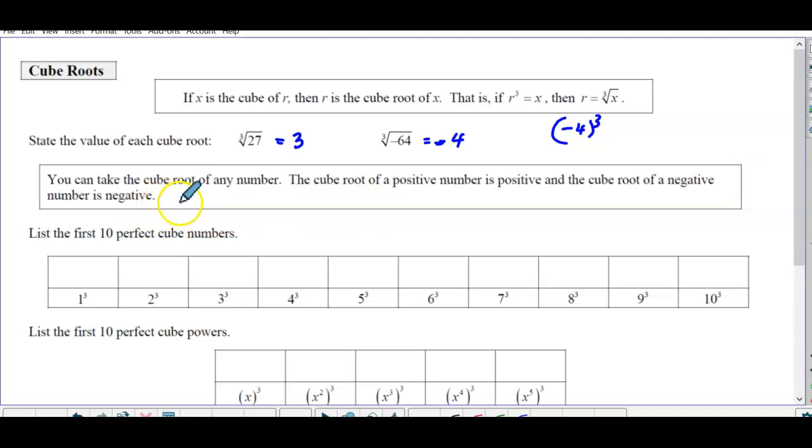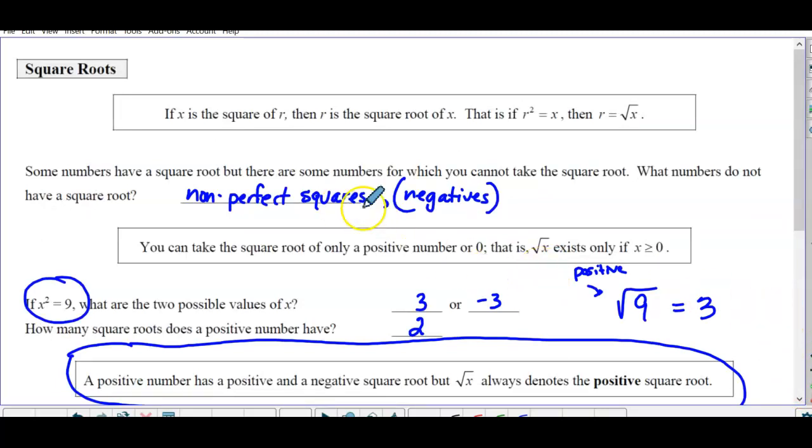Obviously, you can't with square roots. So let's just go back to this square root one. Some numbers have a square root, but there are some numbers for which you cannot take the square root. So here, when I said non-perfect squares, I was kind of meaning that to get an actual natural number value, you had to have a perfect square. But really, we cannot take the square root of negatives at all. We can take the square root of non-perfect squares, but it's not going to give you a natural number. So just be aware, maybe that was a little bit confusing when I was saying that.